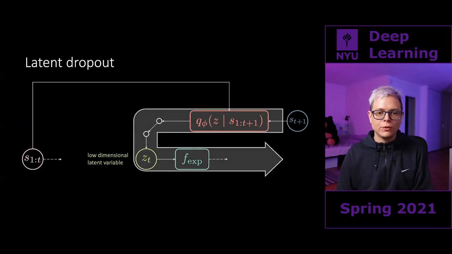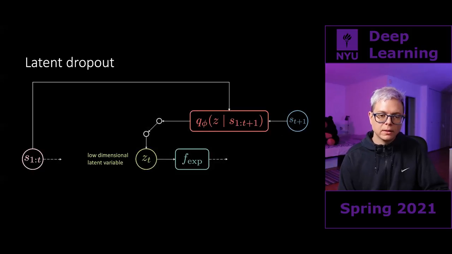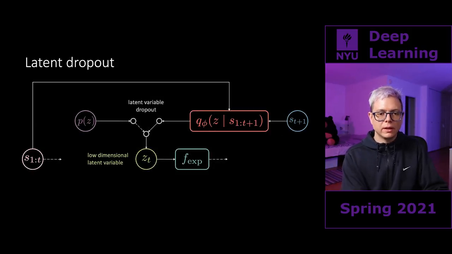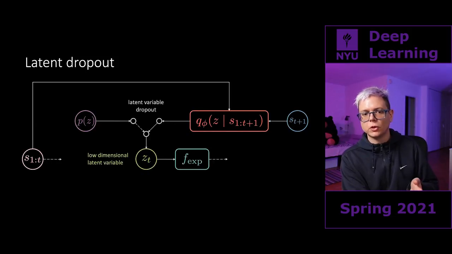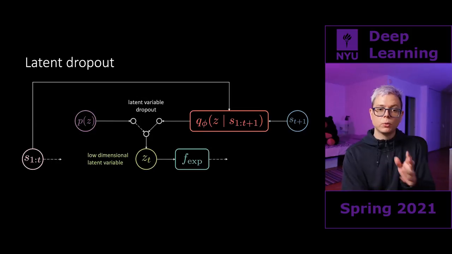So again, we have to find out a way to cut this path from the target to my prediction. So how to do that? Well, we introduce this symbol here, which is basically a switch. We already learned about this drawing here. And we basically switch back and forth between the prior and the posterior, which means that we have basically a latent variable dropout. We pick up during training.